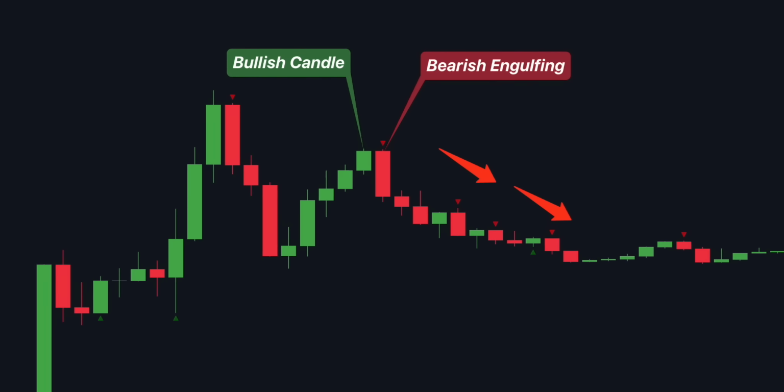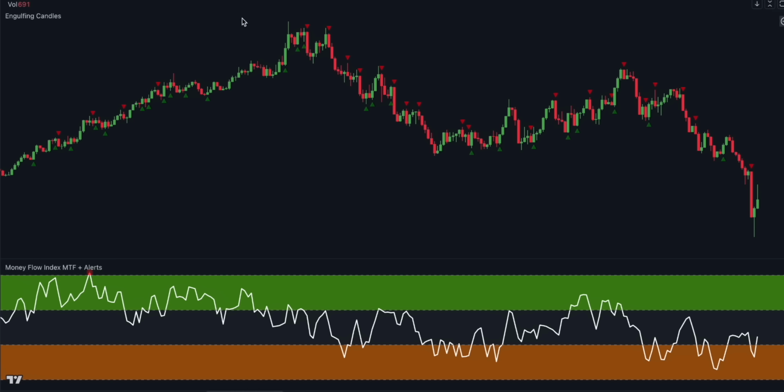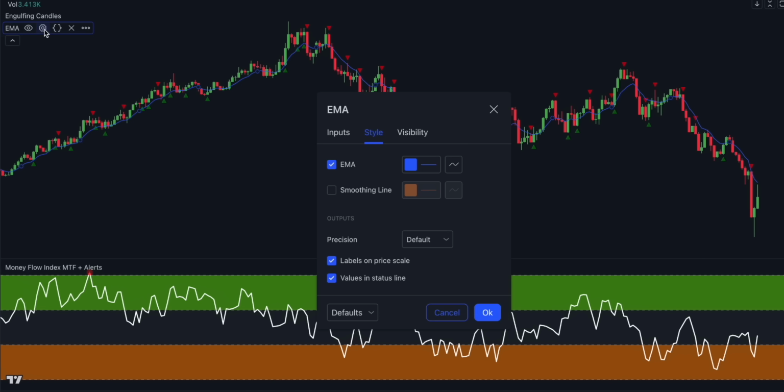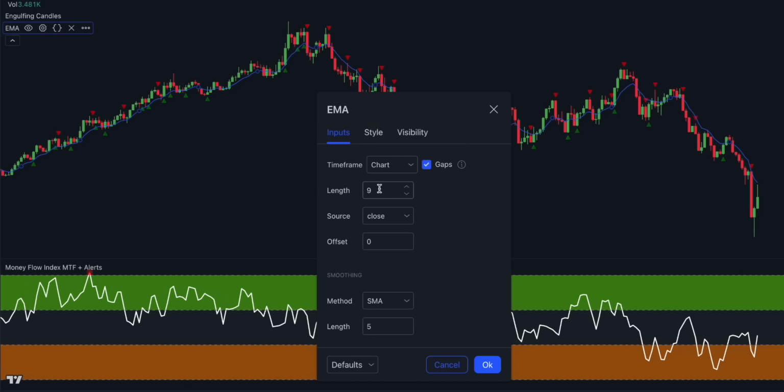For the third indicator, let's add the exponential moving average. The default length is 9. Since we need a longer-term moving average to filter out minor price fluctuations, let's change the length to 200.